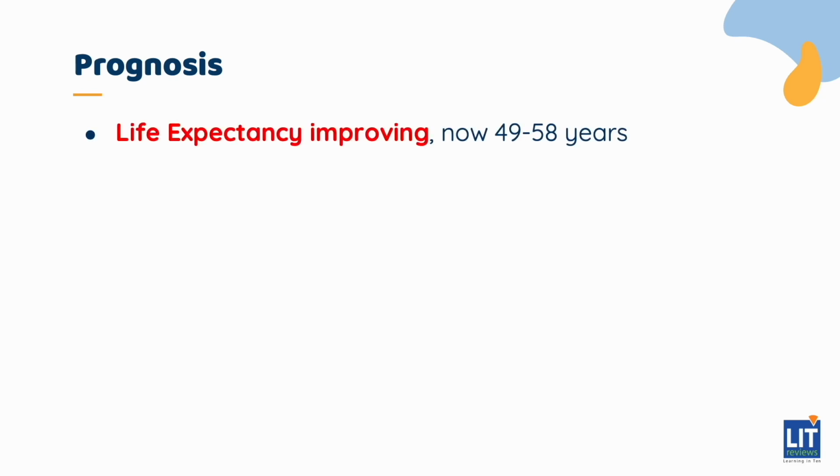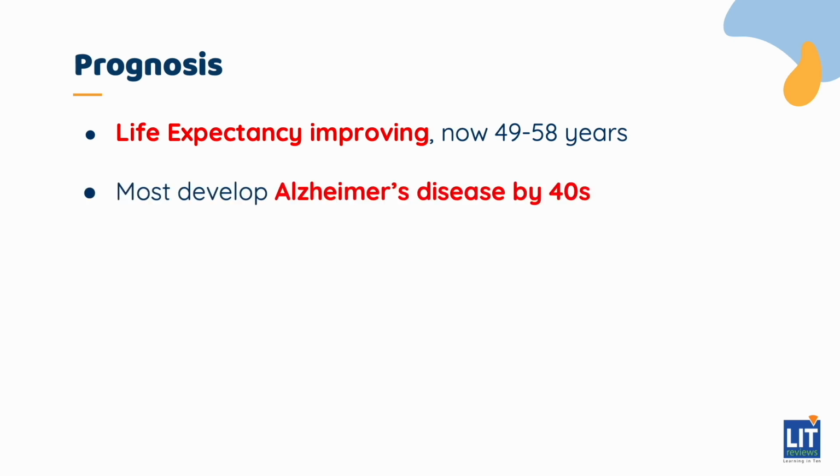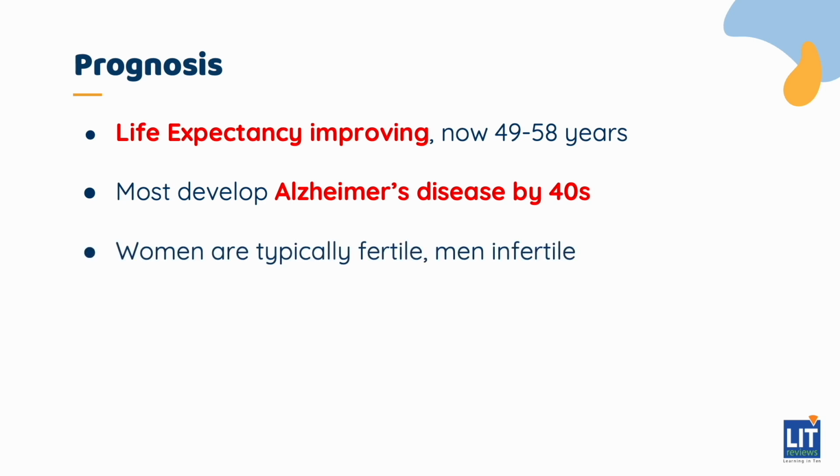The long-term prognosis for patients with Down syndrome is improving. In 1983, the median age at death was 25, but this had improved to 49 by 1997 and has been reported to be up to 58 in some studies. Unfortunately, most patients develop dementia that resembles Alzheimer's disease by their 40s. Infertility is present in most men with Down syndrome, but most females are fertile.